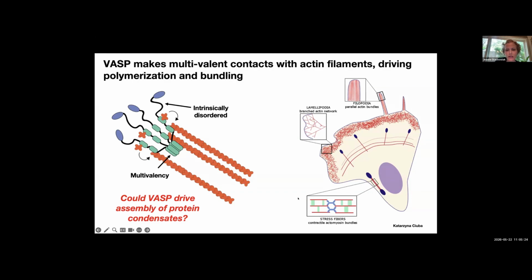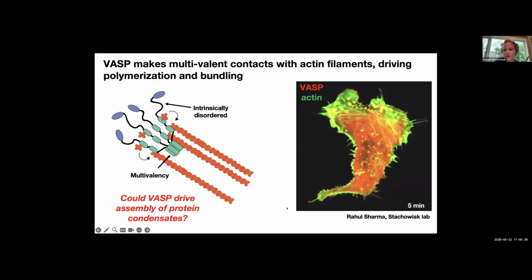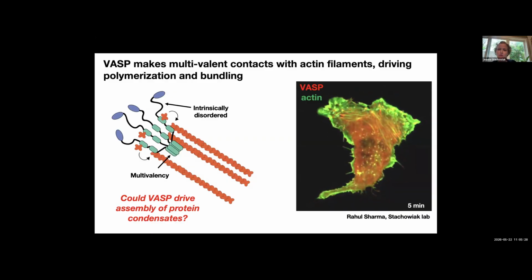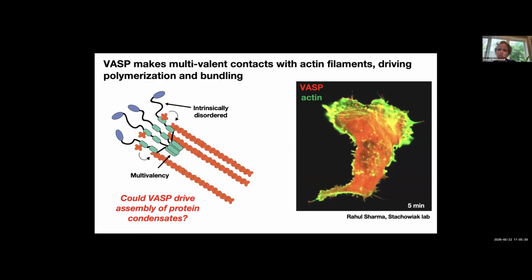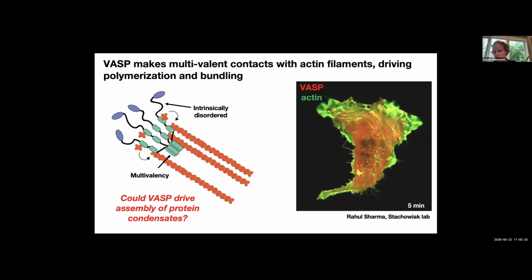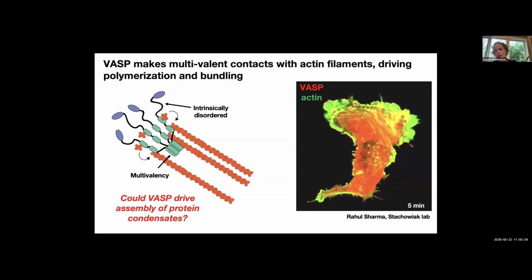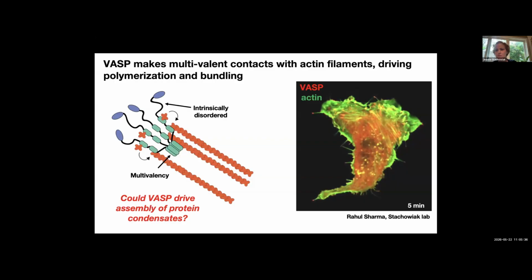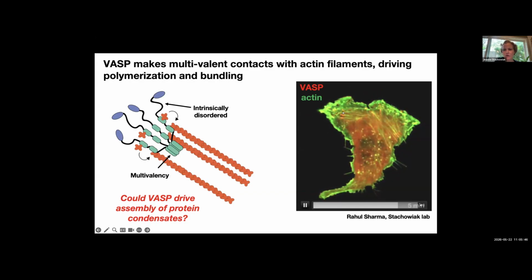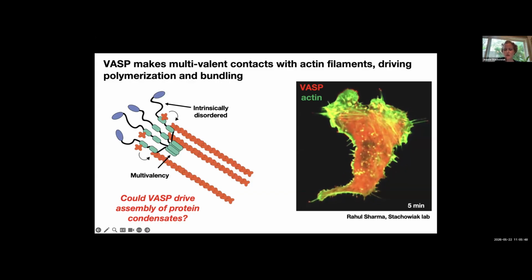And the reason we started working on VASP, oh, sorry, before I get to that, you can see VASP here, it's in red. And just to point out, this is a B16F1 mouse melanoma cell. It's a highly motile cell that's used a lot to study cell motility. And you can see VASP at the tips of the filopodia, those little red fingernails. And you can also see it at the focal adhesions. If you have a clever eye at the end of the movie, you can notice it there.